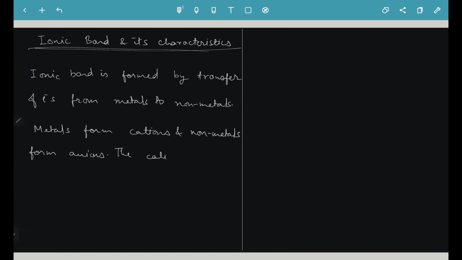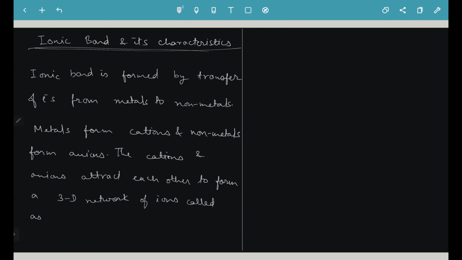The cations and anions attract each other to form a three-dimensional network of ions, which is often called a lattice.